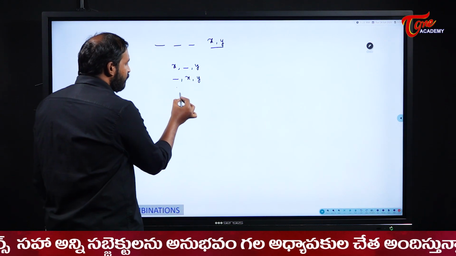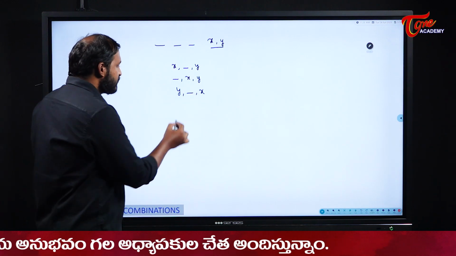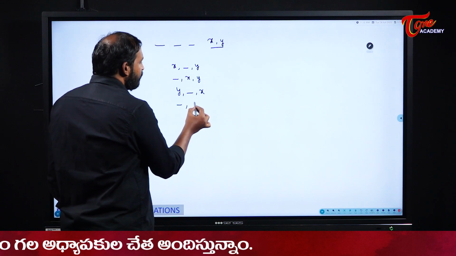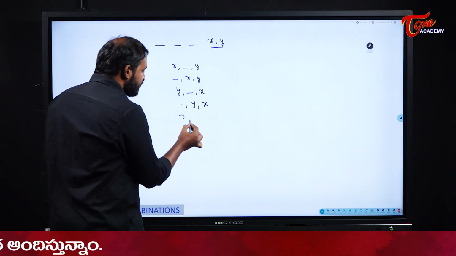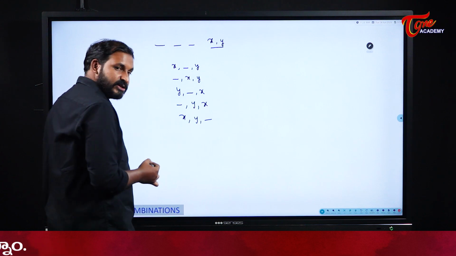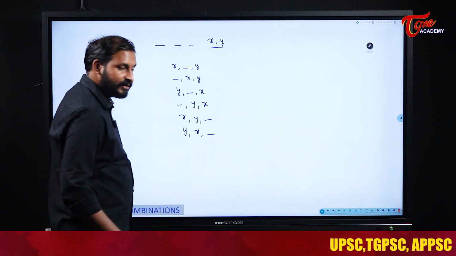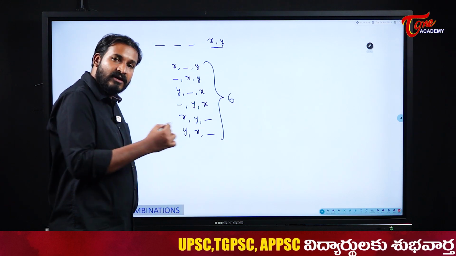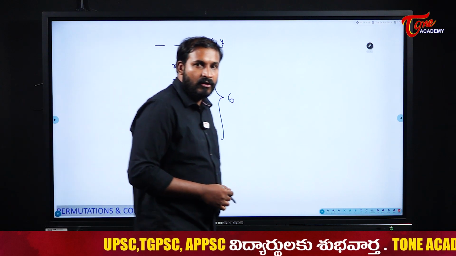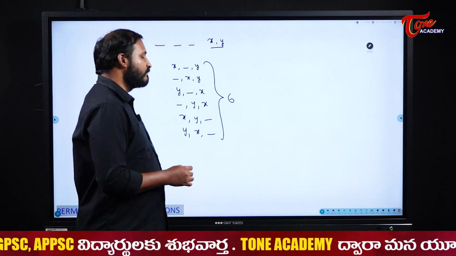Or else Y, empty and X. That is also a possibility. Or else empty, Y and X. That is also a possibility. Now I will put the last space empty, so that is a possibility. Next, Y, X and the last place empty. So how many possibilities did I get here? 6. Earlier also how many did we get? 6. Okay, now what we can understand here is very simple, students.